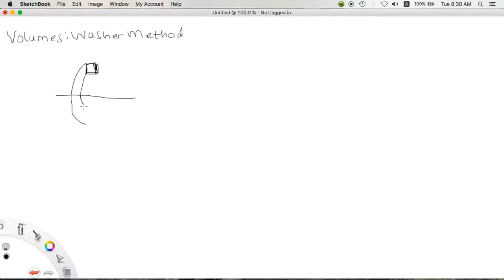revolve this around the axis of revolution, you end up with, this is a very poorly drawn disk. Let's try this again. You end up with a washer. Hopefully you all know what washers are. But a washer is just a disk with a hole in it. Something like that. So if we're revolving it around this, we have a washer.